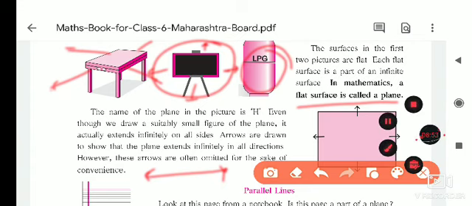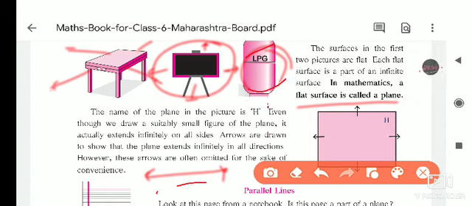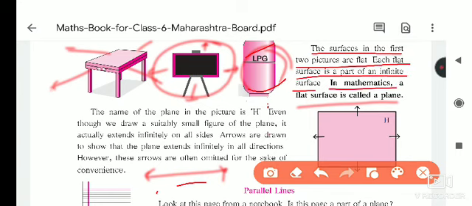So in this figure, they told you the surfaces in the first 2 pictures are flat. Each flat surface is a part of an infinite surface, and in mathematics the flat surface is called a plane. So this surface, the upside surface of the table, is a plane, and the blackboard surface is also a plane, but not this one.